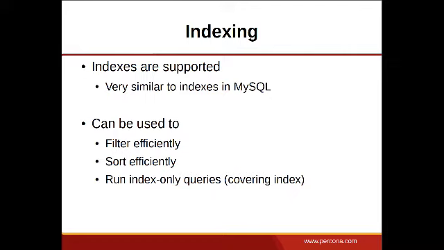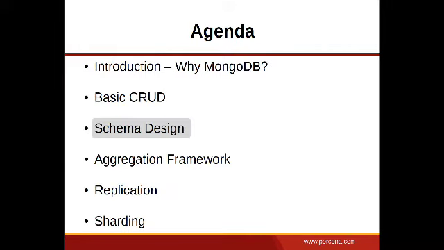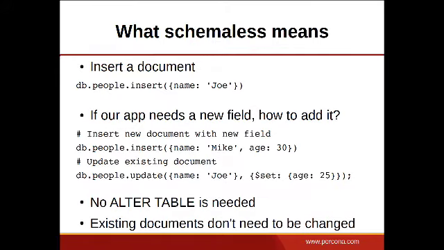Okay, great. So next topic is schema design. Basically, we will consider two aspects of MongoDB. The first thing is that it's schemaless, and the second aspect is that it is non-relational. So the first thing is, okay, MongoDB is schemaless. What does it mean? Okay, let's take a simple example.